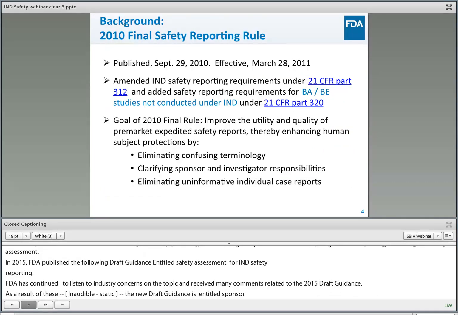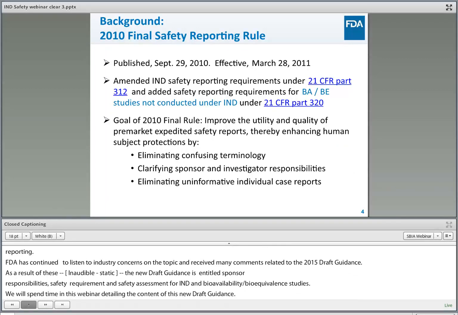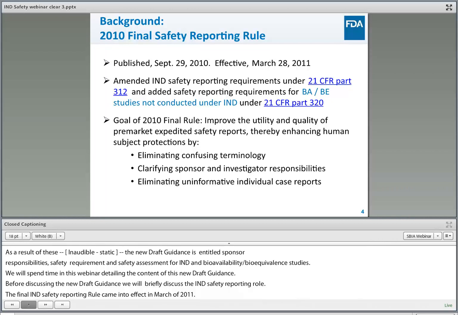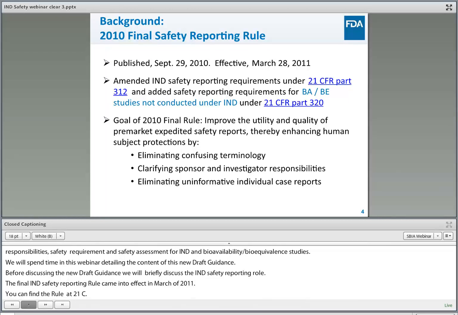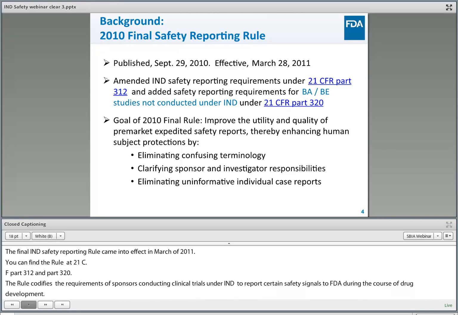Before discussing the new draft guidance, we'll briefly discuss the IND safety reporting rule. The final IND safety rule came into effect in March of 2011. You can find the rule at 21 CFR Part 312 and also Part 320. The rule codifies the requirements of sponsors conducting clinical trials under IND to report certain safety signals to FDA during the course of drug development. The requirements in the final rule were intended to improve the utility and quality of safety reports, strengthen FDA's ability to review critical safety information, and better protect human subjects enrolled in clinical trials.